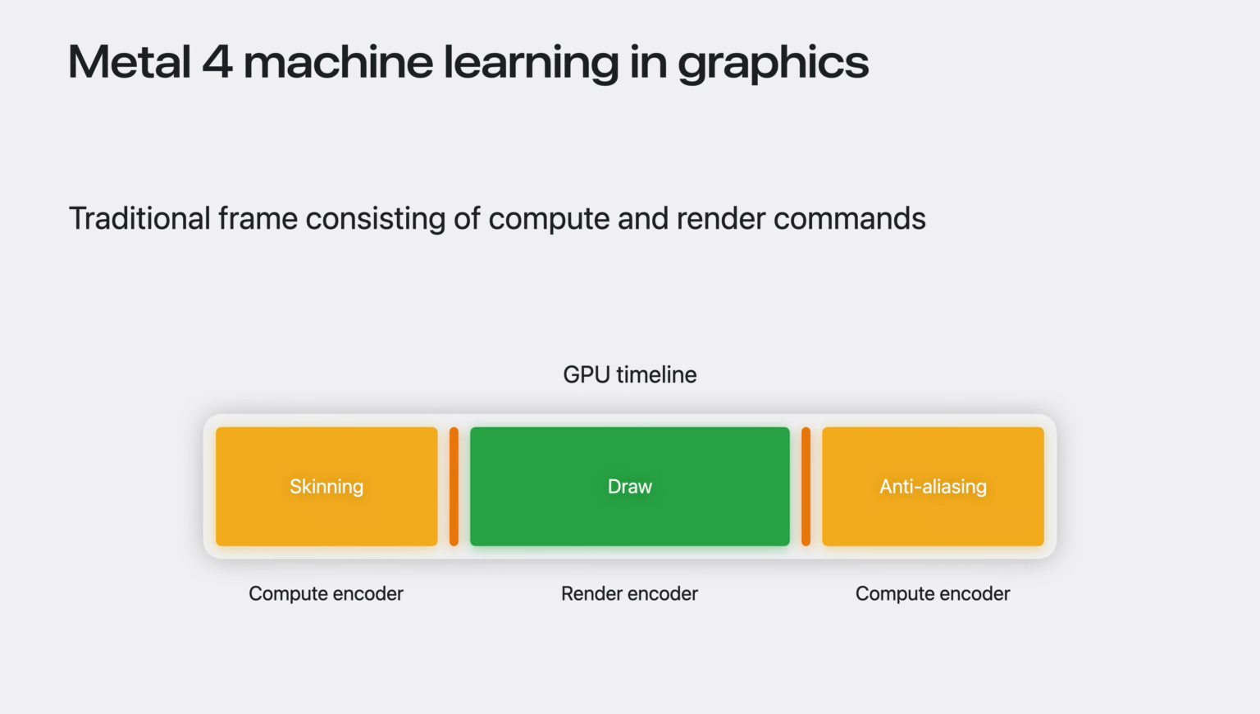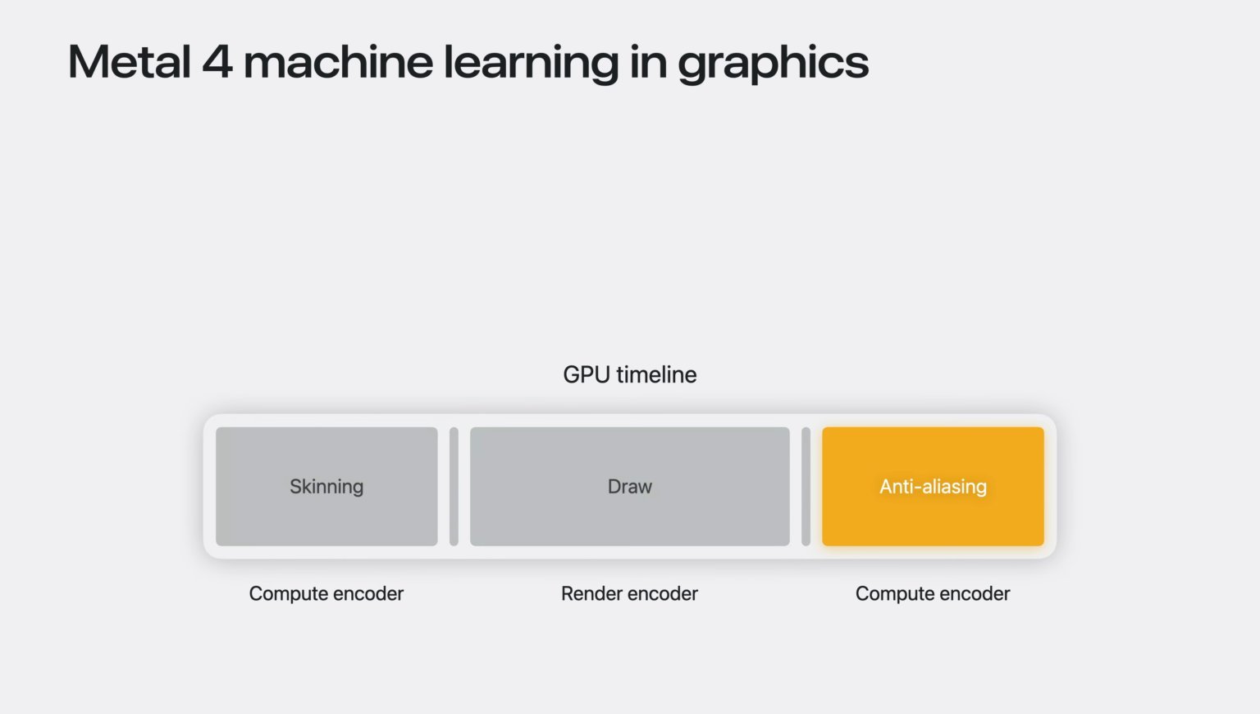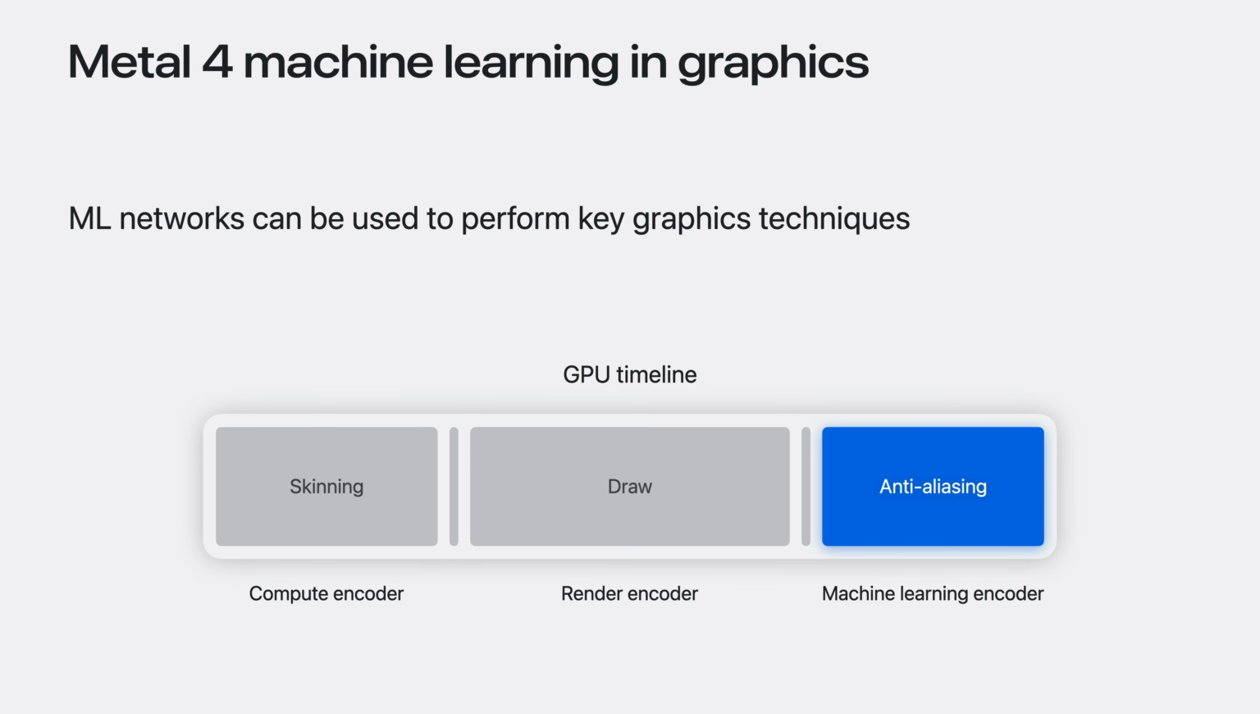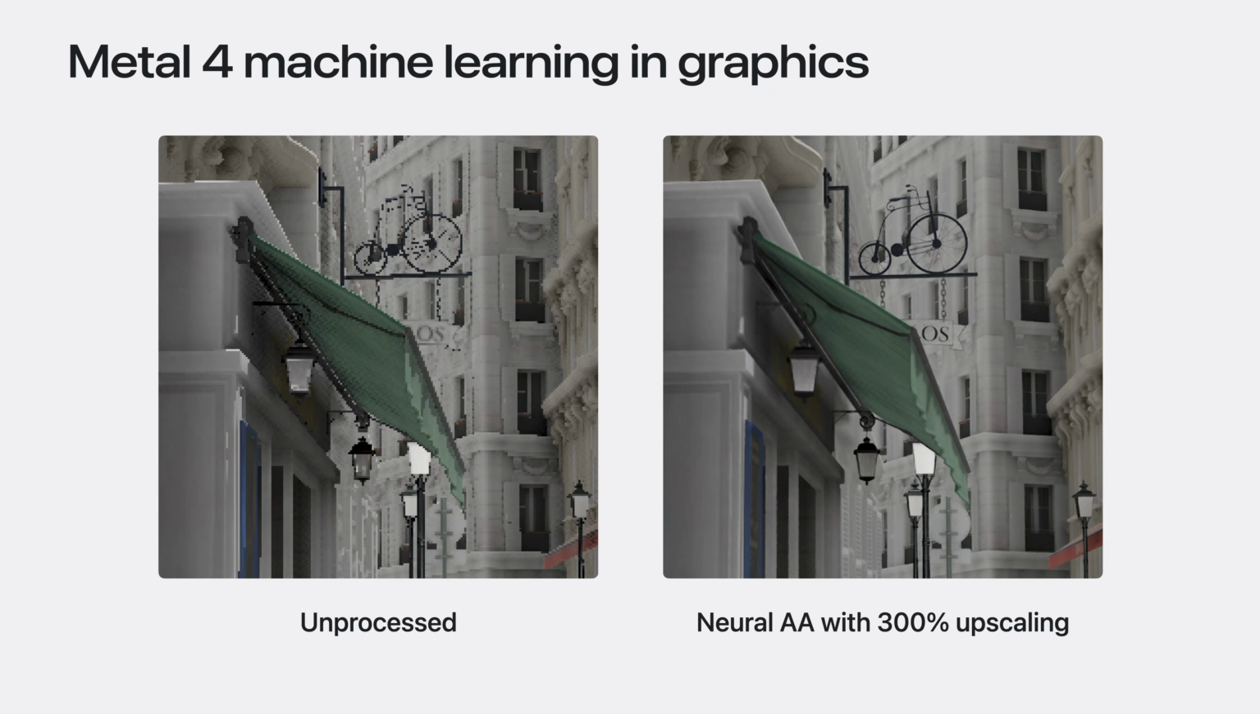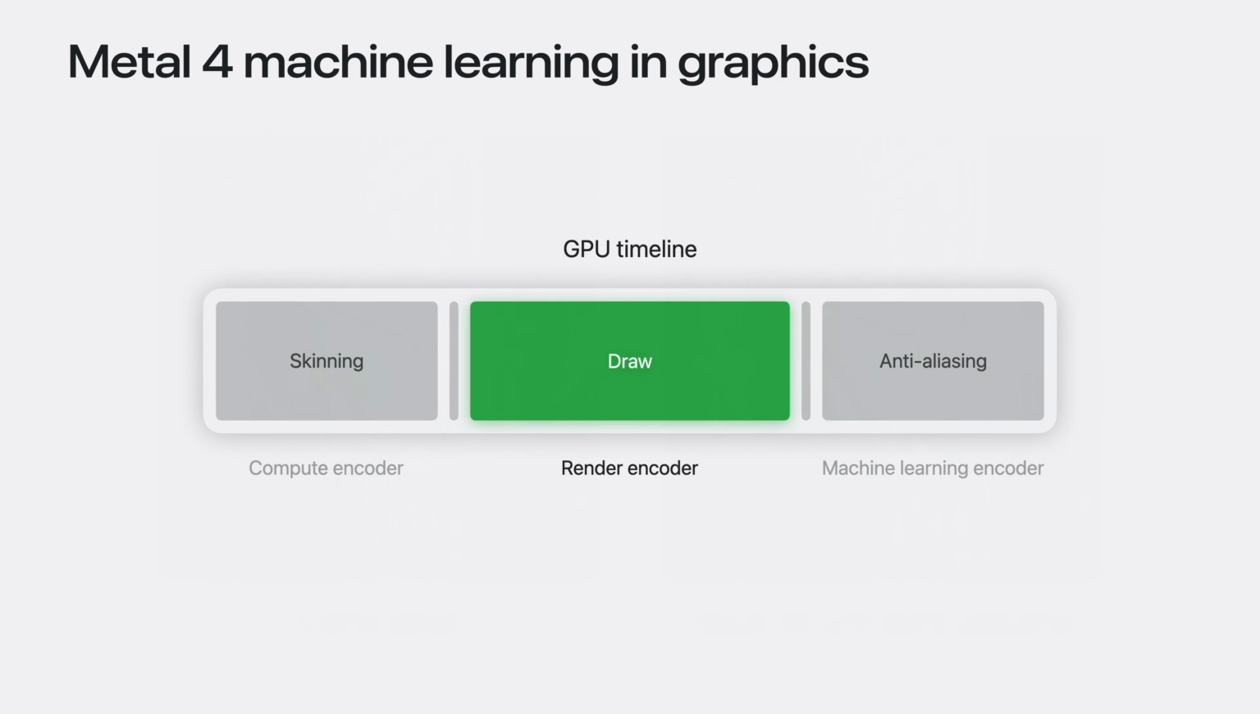In a typical frame, a game may perform vertex skinning in a compute pass, rasterize the scene in a render pass, and apply anti-aliasing in another compute pass. Anti-aliasing is typically done using image processing techniques, such as temporal anti-aliasing. Cutting-edge techniques replace these traditional methods with a machine learning network. This network upscales the image, allowing the rest of the rendering to happen at lower resolution, improving performance.